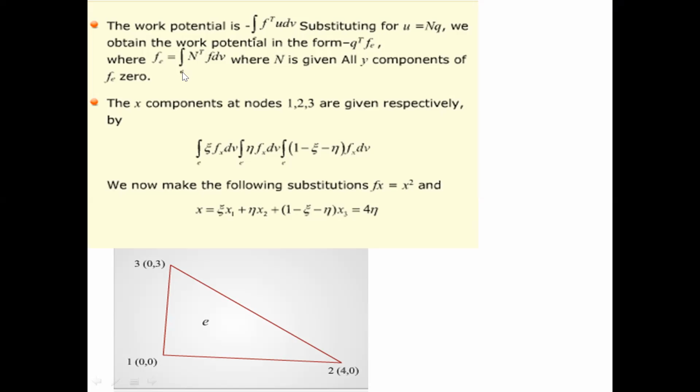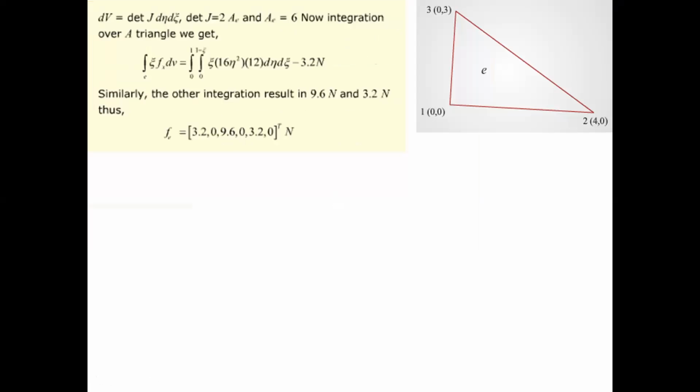So then in the integral here, thickness outside, area integral N transpose dV. You will get it if you replace N1 by xi, N2 you can substitute eta, and N3 you can substitute 1 minus xi minus eta. This is going to be your volume integral. When you write in terms of global x, it is nothing but xi x1 plus eta x2 and 1 minus xi minus eta x3. So you can substitute x1, x2, x3 values, and correspondingly by substitution of fx is x square, you can expand your integral.